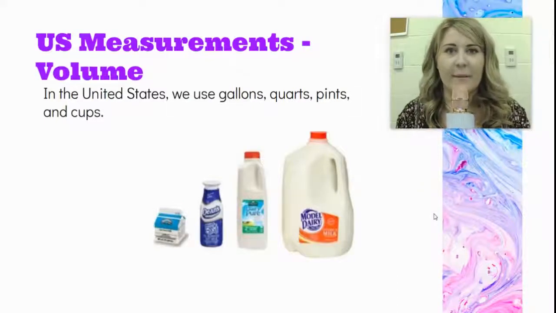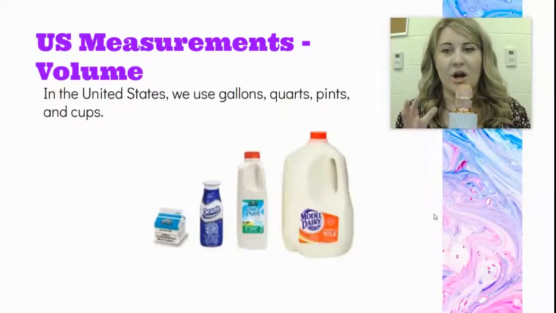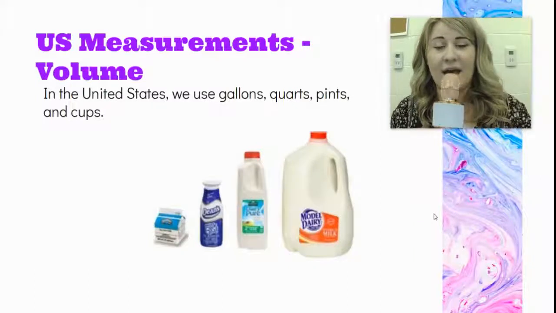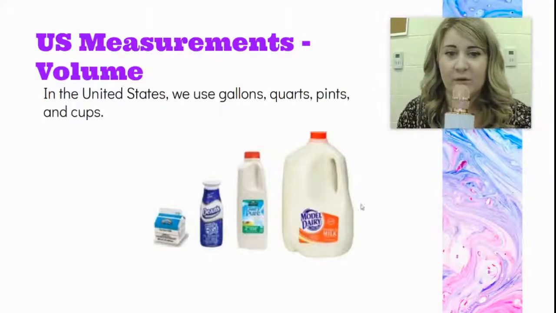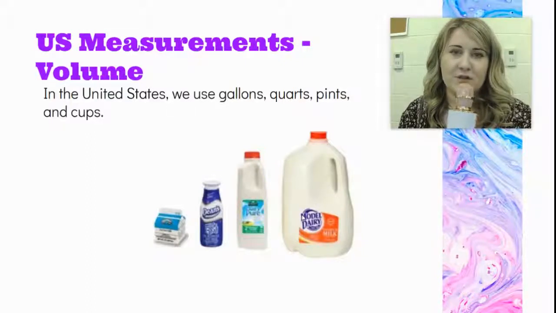We're going to be learning about four main things, which is what we use in the United States. These are our U.S. customary measurements. So we use things called a gallon. A gallon is our biggest one that we're going to use. And I think we all are very familiar with a gallon of milk. When we go to the store, we buy a big gallon of milk, okay?